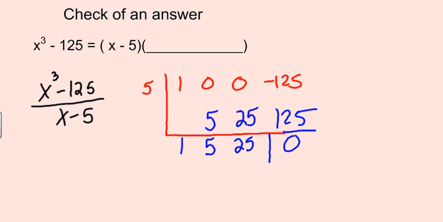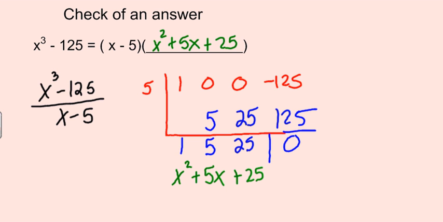The 1, 5, and 25 are your coefficients of what you get if you divide out the factor x minus 5, and that is the remaining factor that I was missing in that original factoring problem. So again, the difference and sum of two cubes, very important concept, especially in advanced math or pre-calc and calculus.